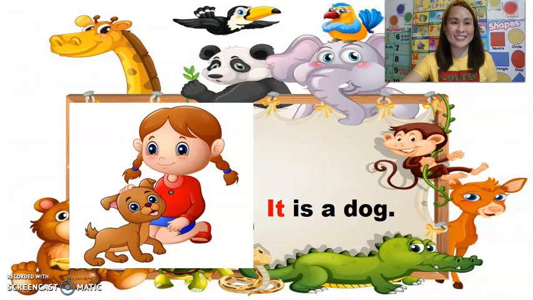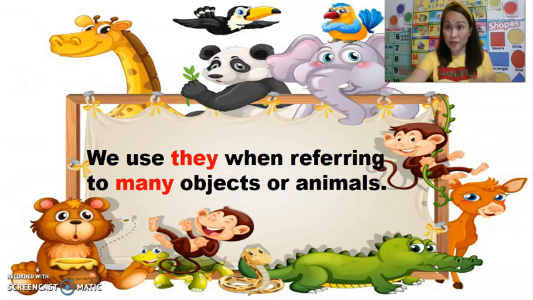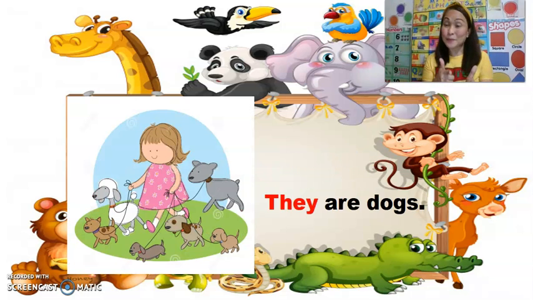Good. Now, how about the word they? Kids, we use the word they when we are referring to many objects or many animals, meaning to say more than one. Okay? Take a look in the picture. Okay, this is an example, kids.